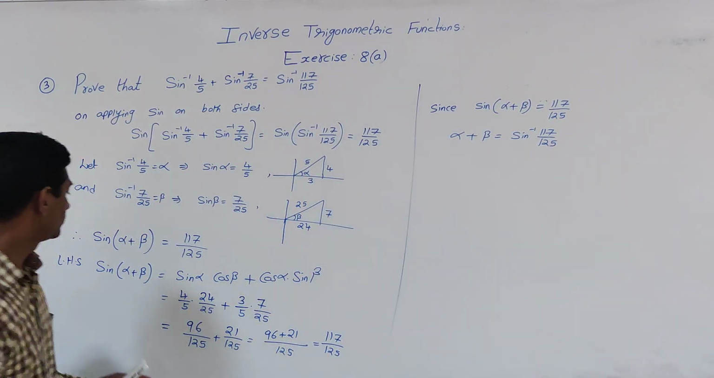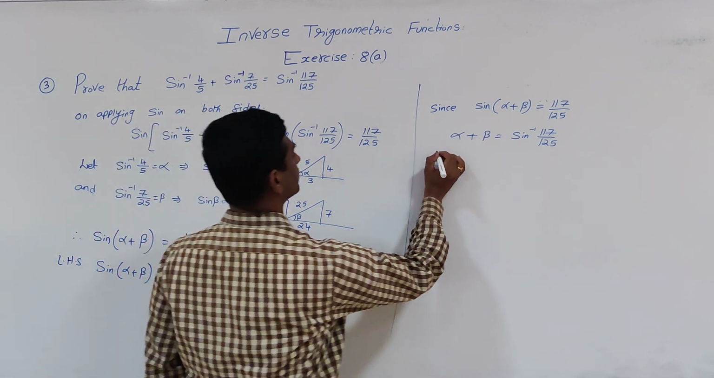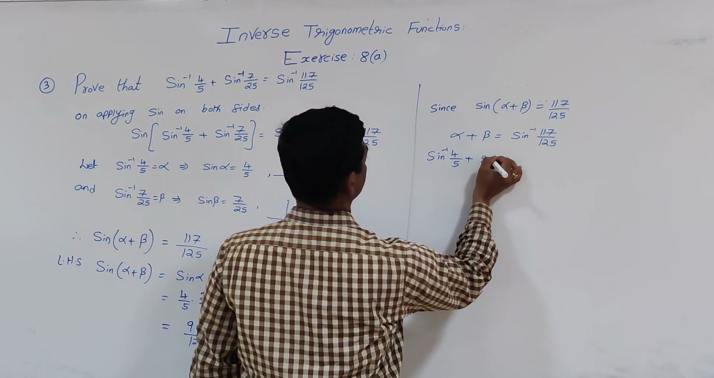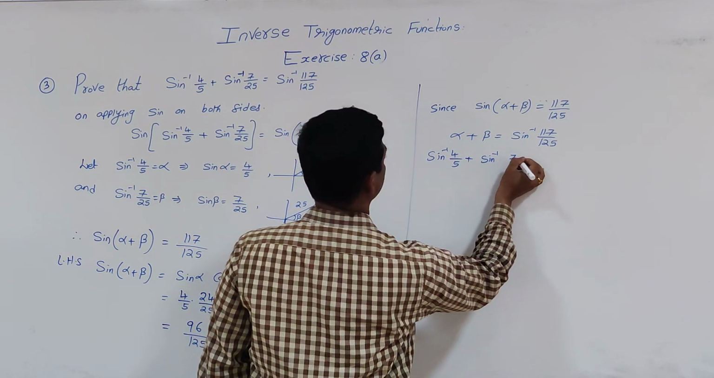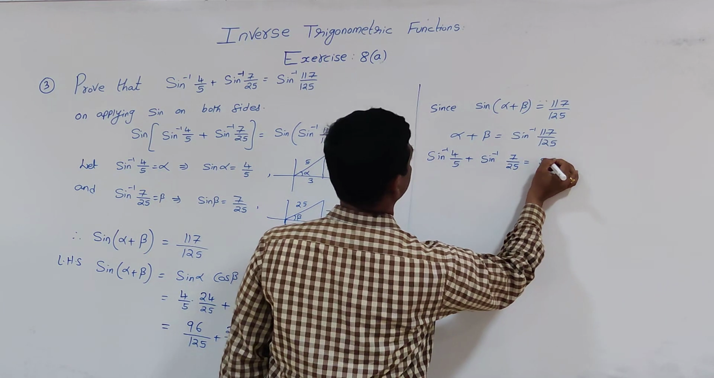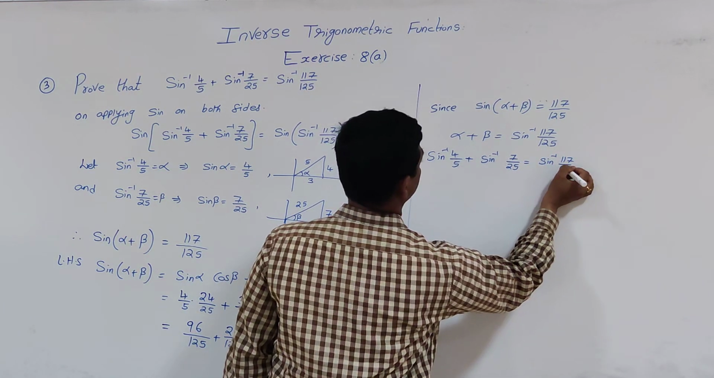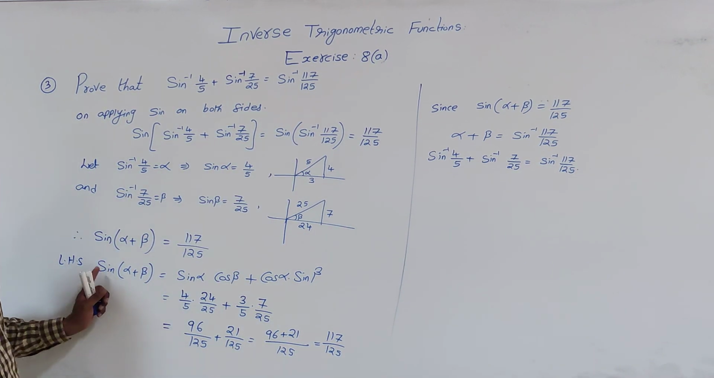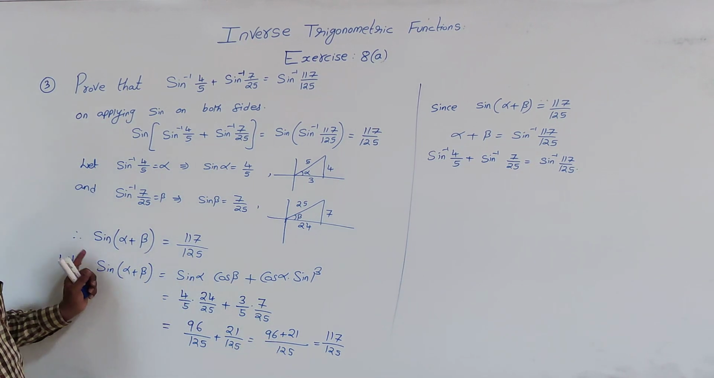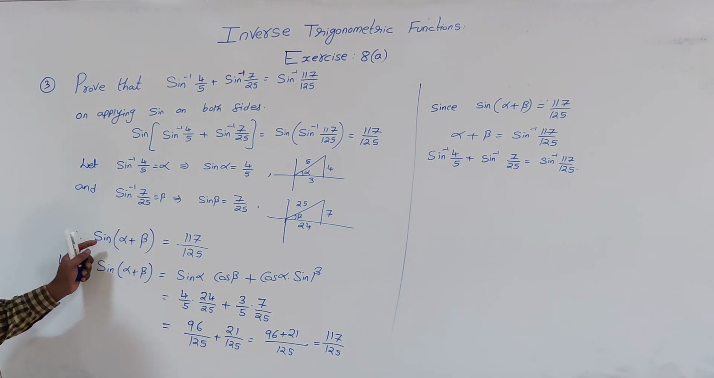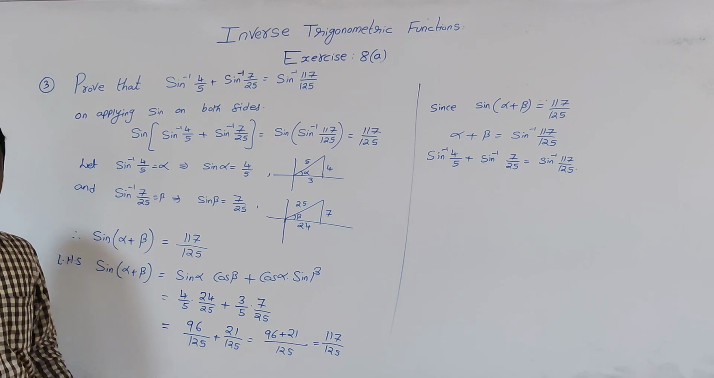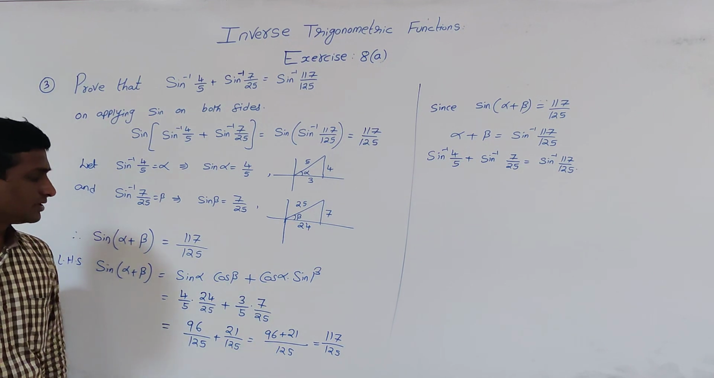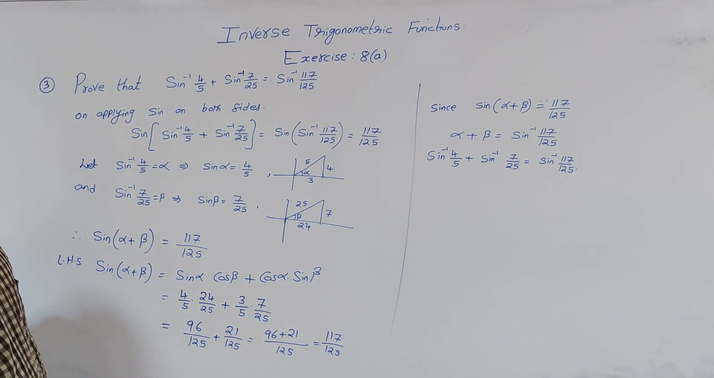So what is alpha now? Again, alpha is sine inverse of 4 by 5. Sine inverse of 4 by 5 plus sine inverse of 7 by 25 is equal to sine inverse of 117 by 125. So this is the proof, and no need of going further. We can stop up to here, because it is enough to show that sine of alpha plus beta is 117 by 125. So take the LHS, that is sine of alpha plus beta, and simplify, you should get 117 by 125. Next we'll go for the next problem.